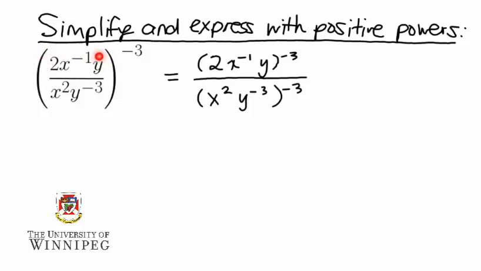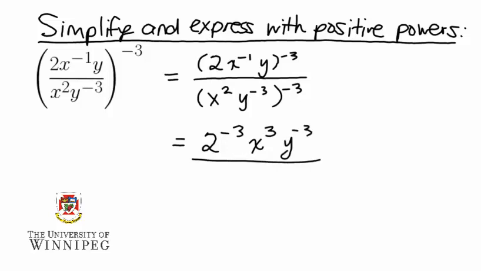Notice that I've taken the whole numerator and raised it to the power of -3. I've also taken the whole denominator and raised it to the power of -3. From here, we can distribute our -3 into the brackets because all of our terms are separated by a multiplication sign. So in the numerator, we would get something like 2 to the -3 times x to the -1 times -3 and y to the power of -3. Doing the same distribution process in the denominator, we're going to get x to the 2 times -3 and y to the -3 times -3.